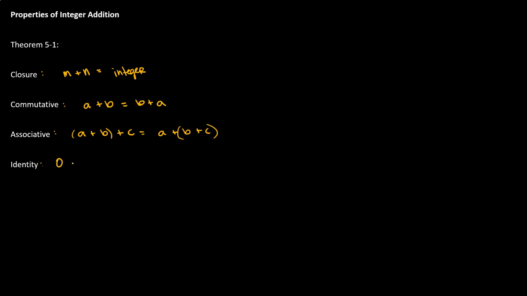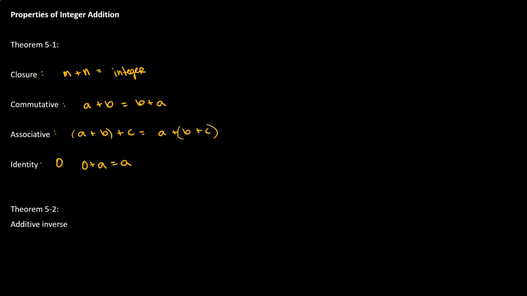0 is the identity for integer addition, which means if you add 0, it doesn't change the value. That's basically the thing we saw on the last slide where we did 0 plus, for example, a, it's still equal to a. So 0 plus an integer, you still get your integer back.